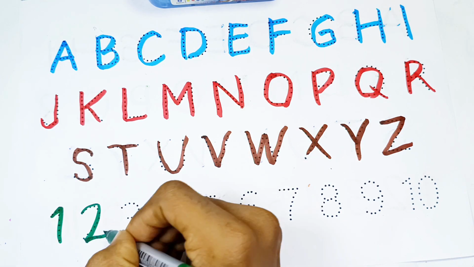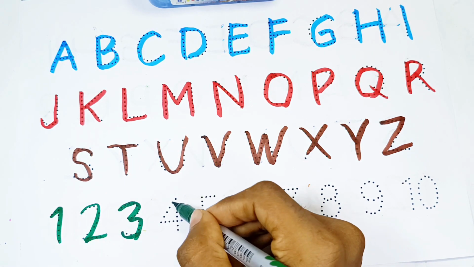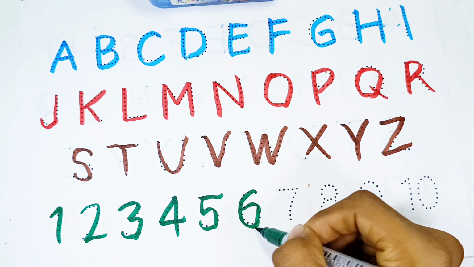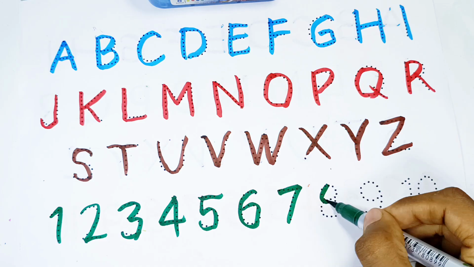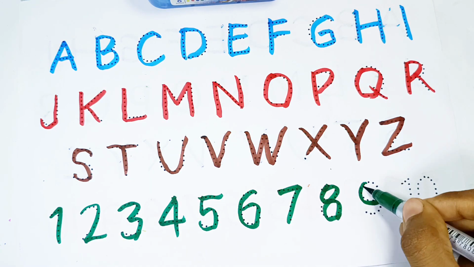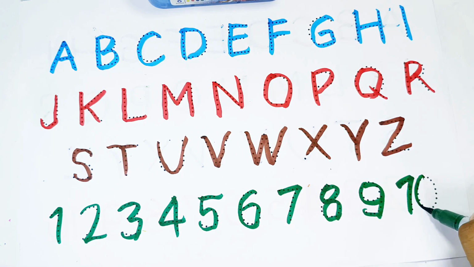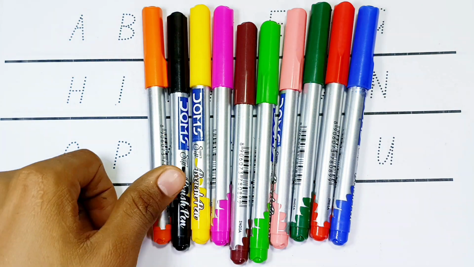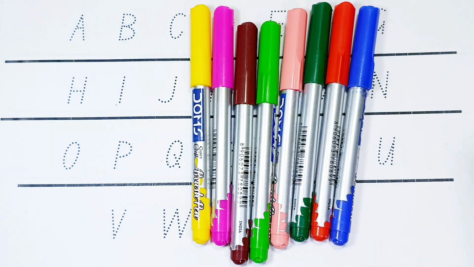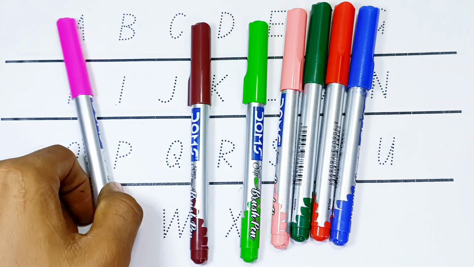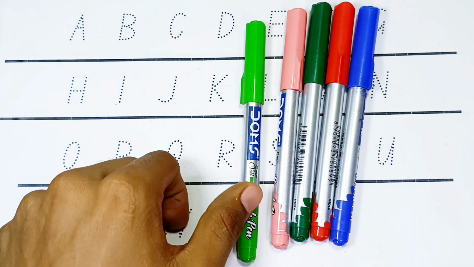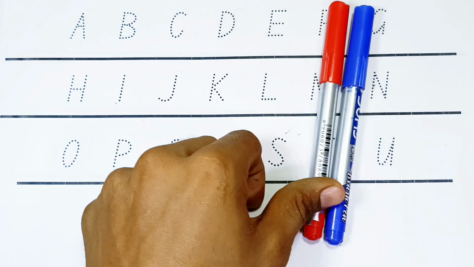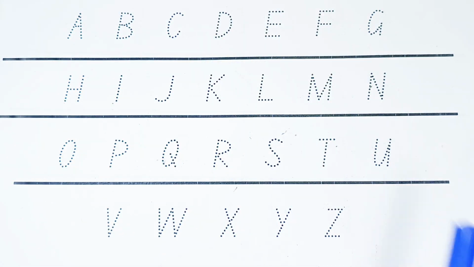1, 2, 3, 4, 5, 10. Blue color, purple color, orange color, black color, yellow color, green color, brown color, light green color, light green color, green color, red color, and blue color.